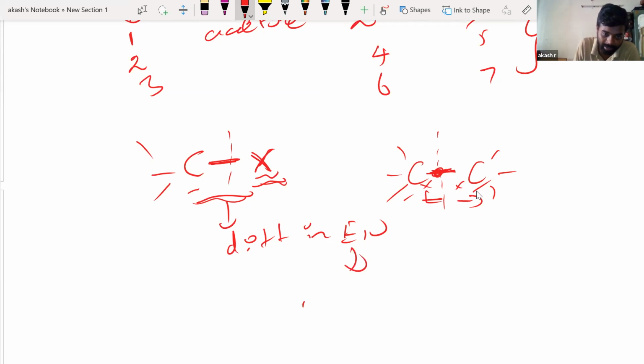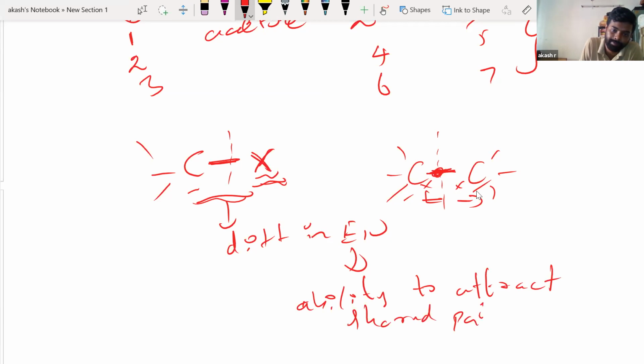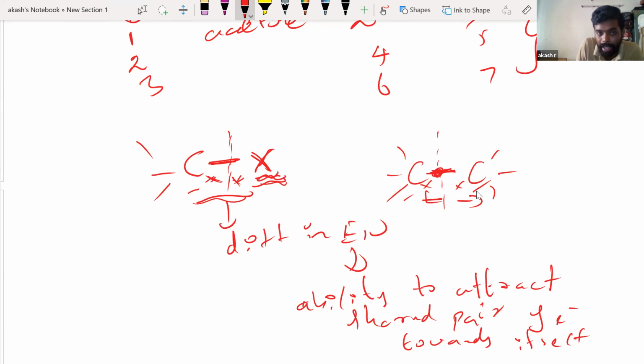Maybe I should write. It is the ability to attract shared pair of electron towards itself. Right? Now you understand that this is the shared pair of electron we're talking about. So since this has more ability to pull the electron towards itself, the electron cloud will be towards the halogen, away from carbon. So what is going to happen because of that? If this was at the center, there is no charge separation, right? But something negative, that is electron, is moving towards this particular atom.